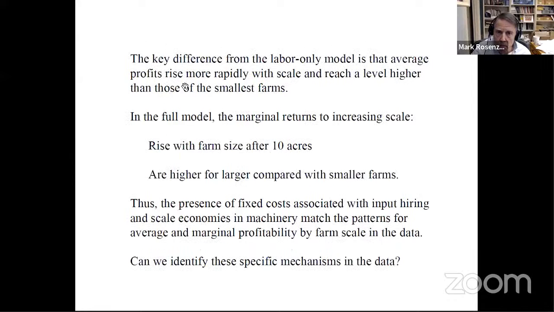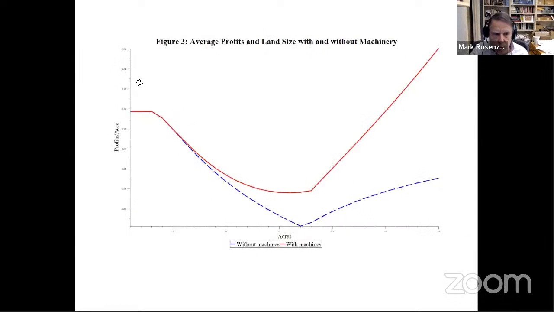Now, the key difference between the labor-only model and the model that incorporates heterogeneous machinery is that you can get ever-increasing returns to scale above a certain threshold. So when we do the same kind of casual simulation, which we'll do much more rigorously later, we can replicate the U-shape. This is what we got when we had only the labor inputs, and this is what we get when we have the labor inputs as well as the machinery inputs. So this is the role of inputs and input costs in yielding the U-shape.